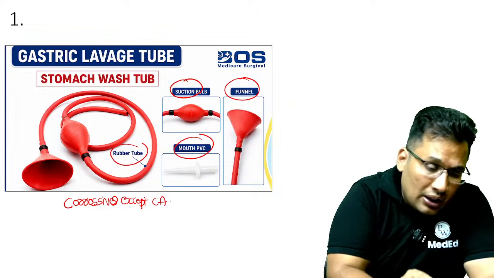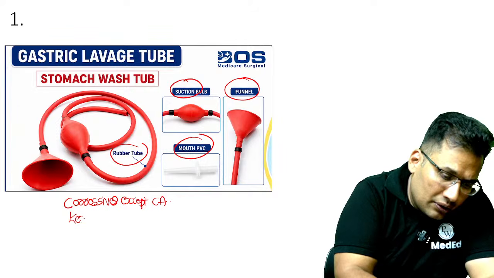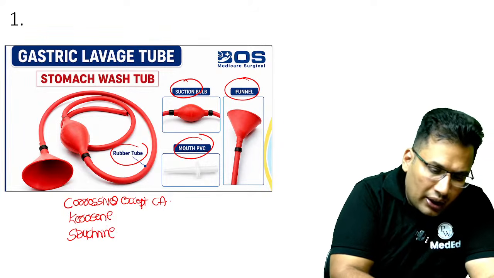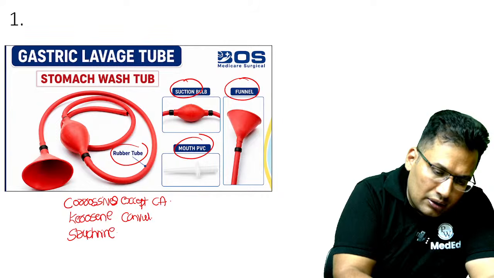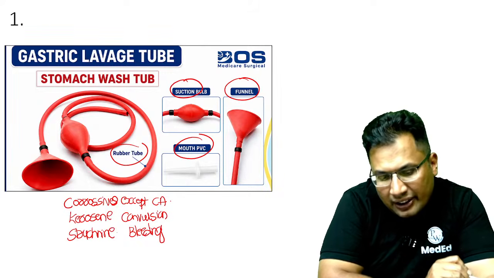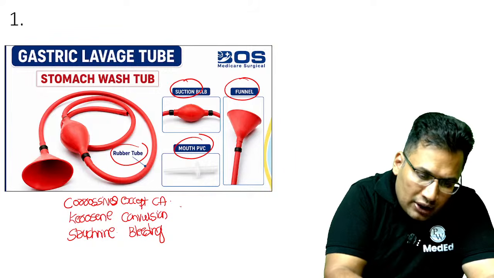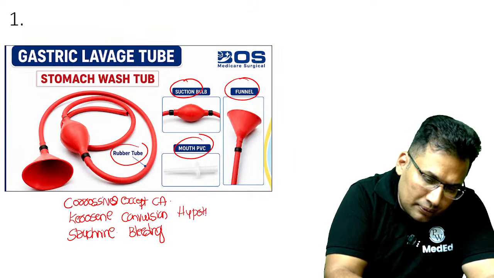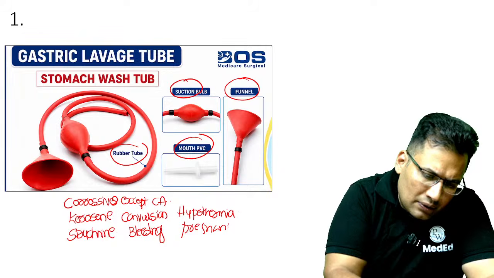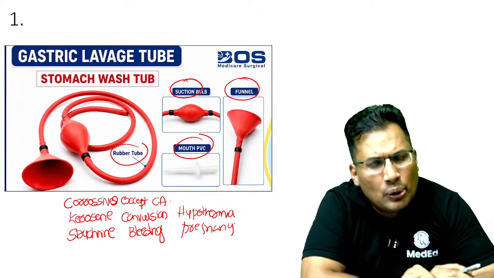That is absolute. Other conditions like kerosene poison, strychnine poison, convulsions, bleeding diathesis, bleeding, variceal bleeding, hypothermia. There are many others, including pregnancy. So, absolute is corrosive.